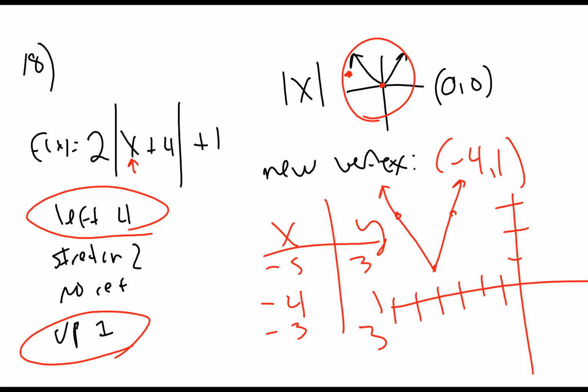Done. Okay, so it also says to determine the domain and range of the original function. Okay, so that's a little bit misleading. I don't like the word original. It wants you to find the domain and the range of the guy that you just graphed.